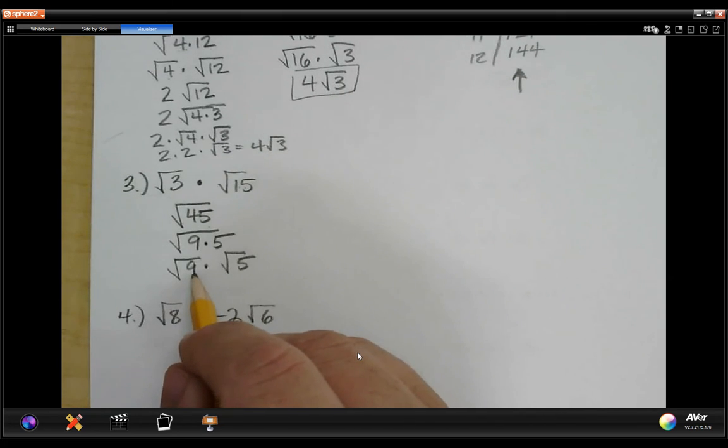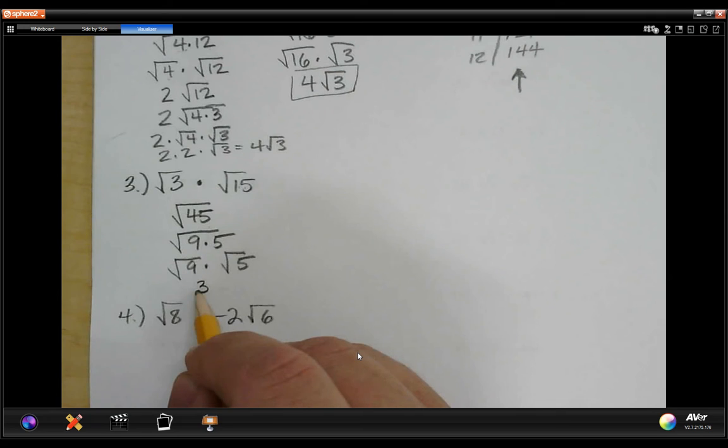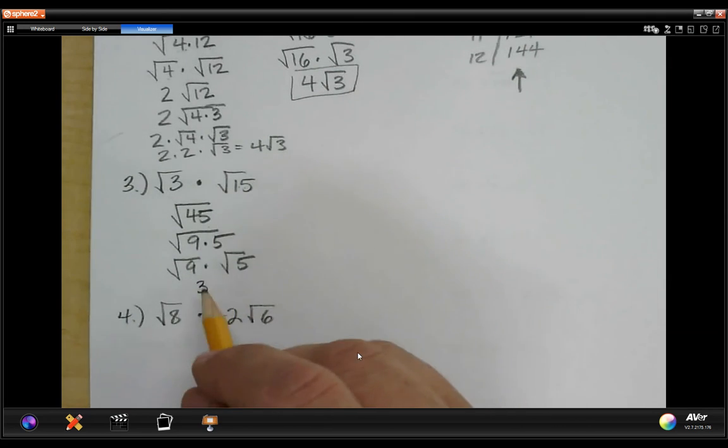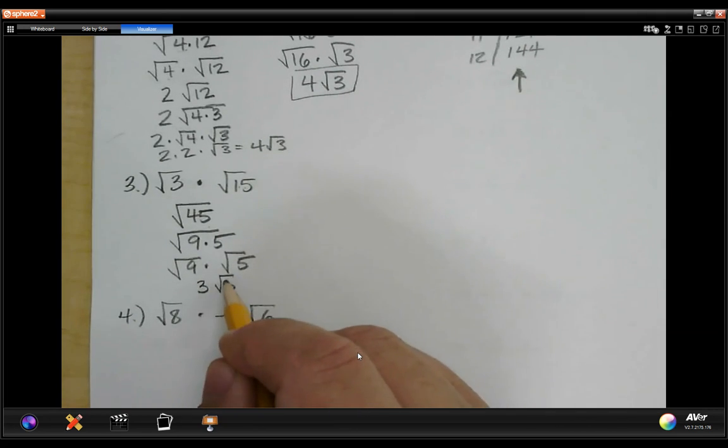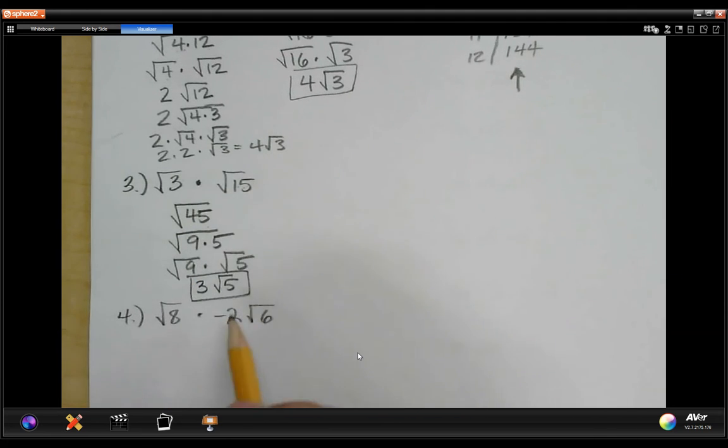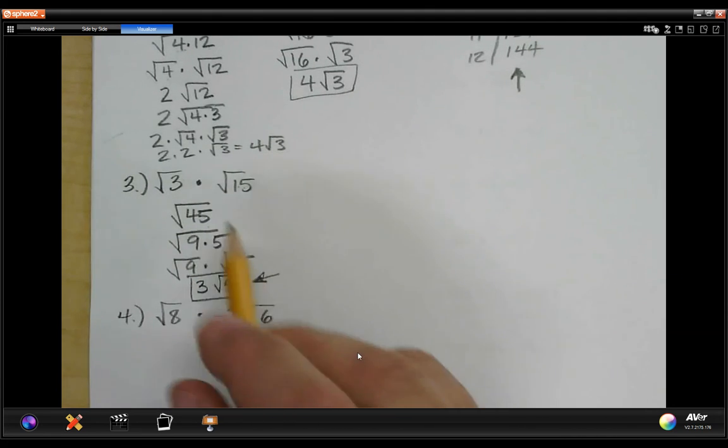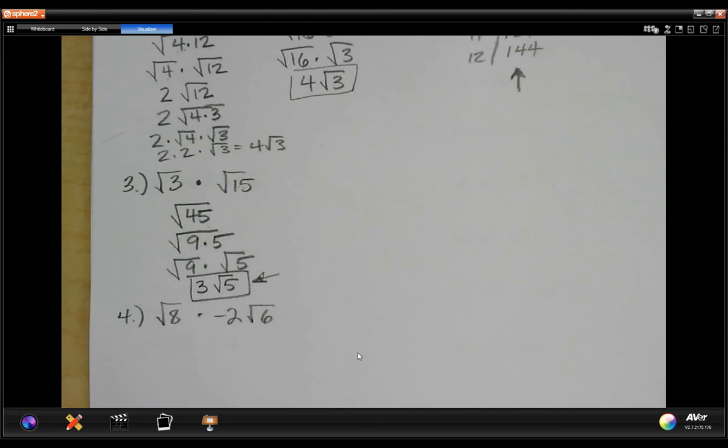And the square root of 9 is 3, according to our table. And I just simply have the square root of 5 that goes along with it. So there is my answer to this particular question.